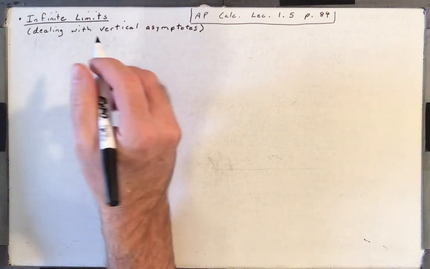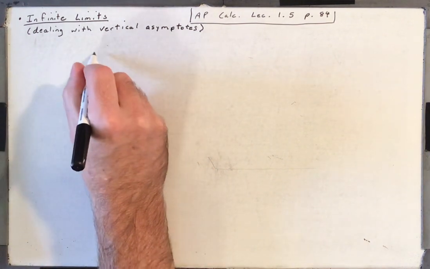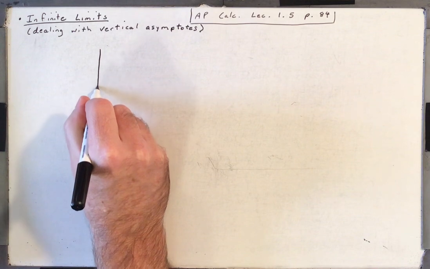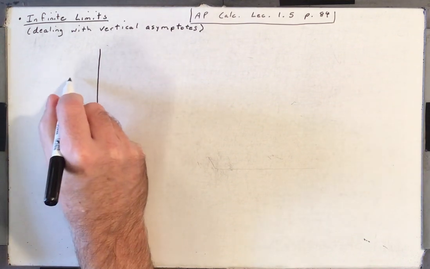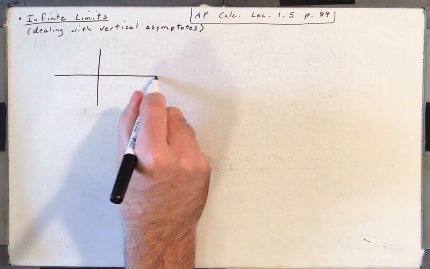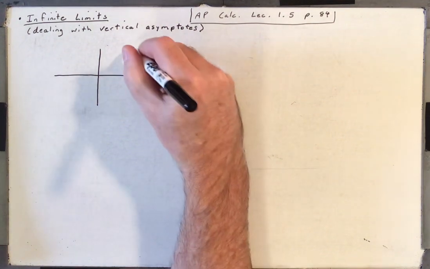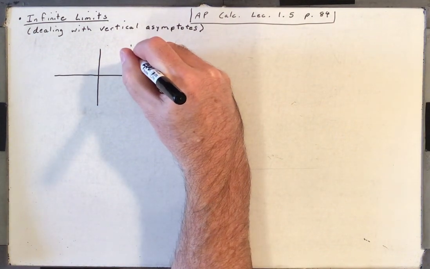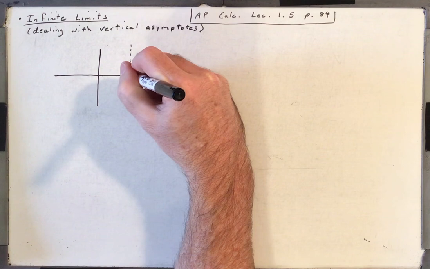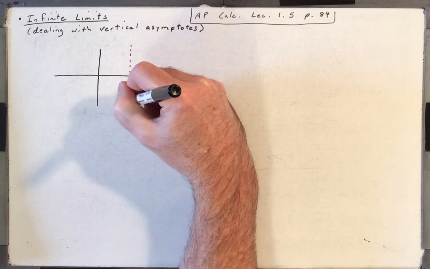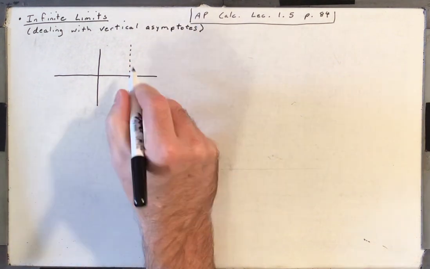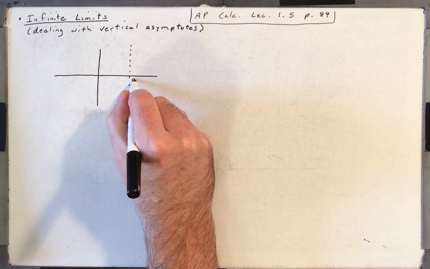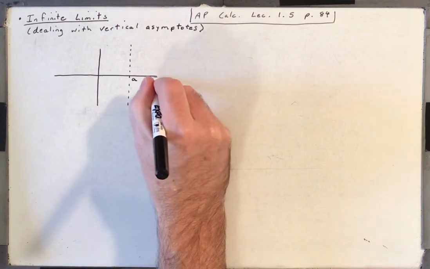Okay, so I want to draw a graph here. And let's just draw a graph that's got an asymptote. So, an asymptote, hopefully you remember from Algebra 2, pre-calculus, we use a dash line. So let's say that this is at the x value a.